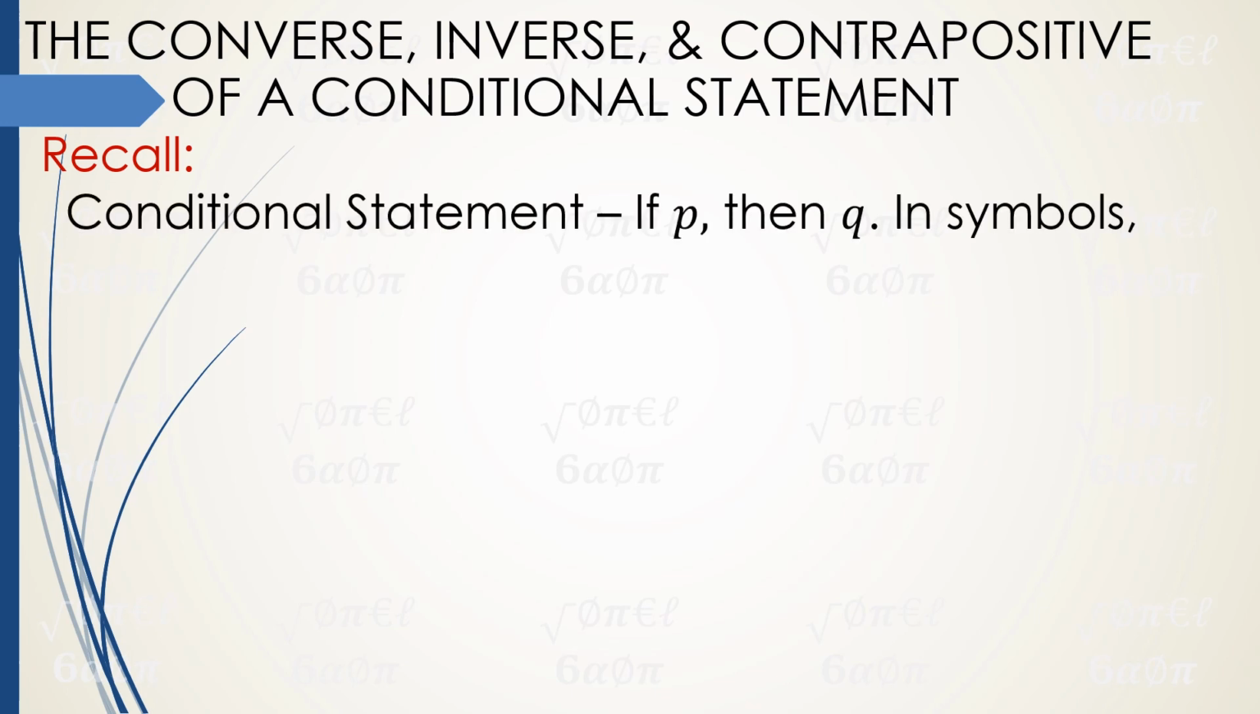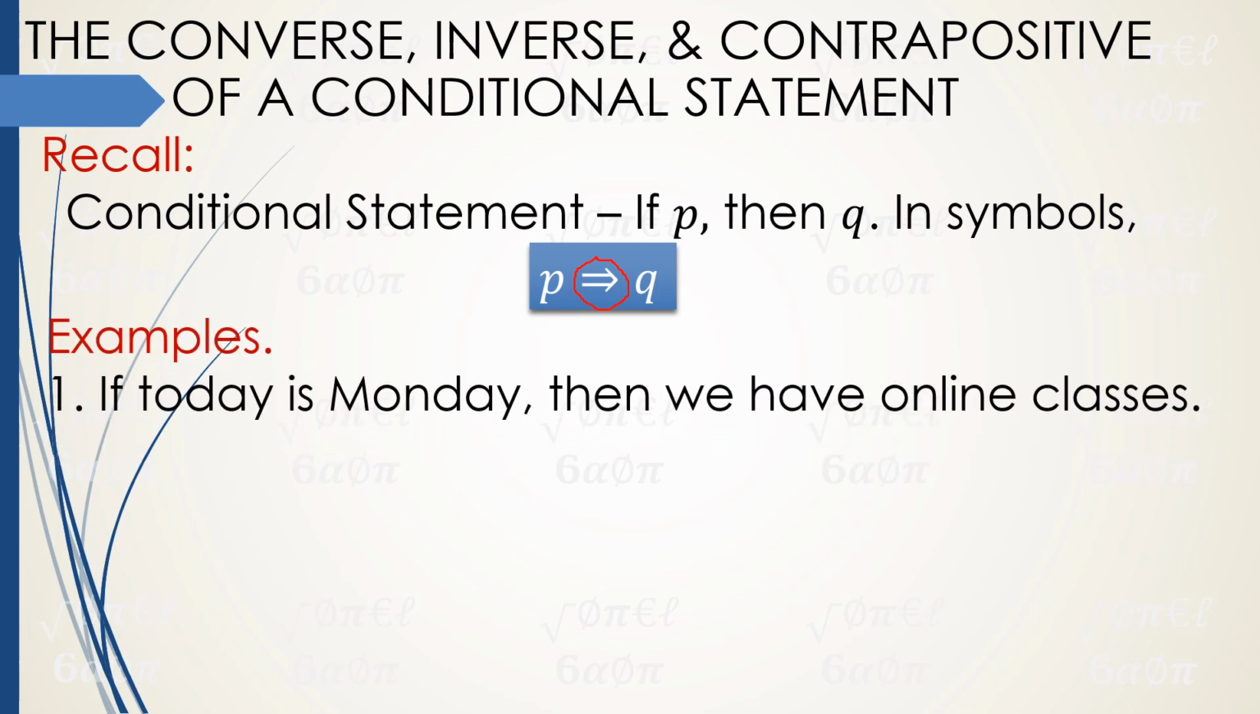A conditional statement is always given in if P then Q. So, or in symbols, ganyan po yung kanyang symbols. Ang basa po dyan ay if P then Q. Ito po yung ginagamit na mathematical symbol sa kanya. Ganyan po mismo dapat yung pagkakadrawing ng arrow. Okay, let's have some examples.